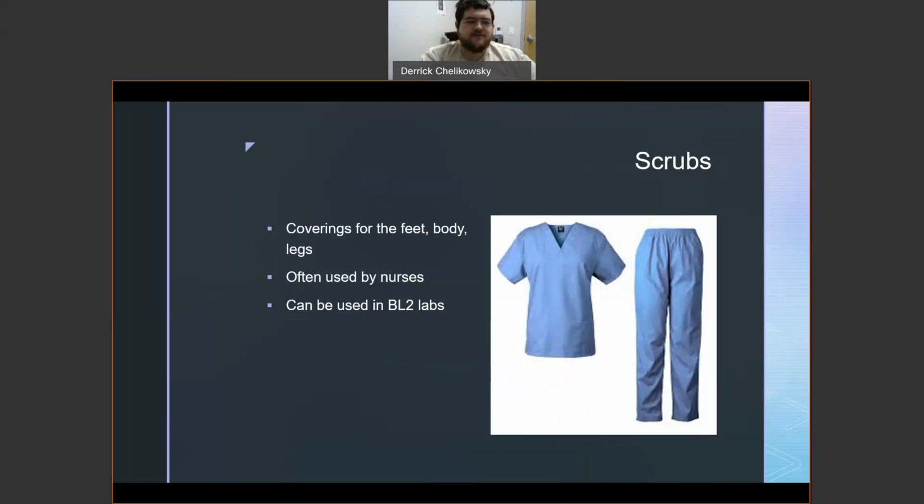Scrubs are coverings for the feet, body, and legs. They're typically used in hospitals by nurses or doctors, and we do allow them for BL2. Do keep in mind that all PPE that you have that needs to be brought into the lab stays here. So lab coats, scrubs, lower scrubs. Gloves are disposable, but goggles, safety glasses are brought into the lab, and they stay here until such a time as we are able to disinfect them.